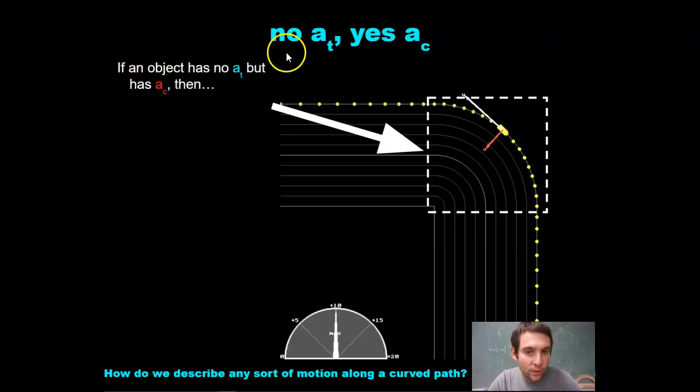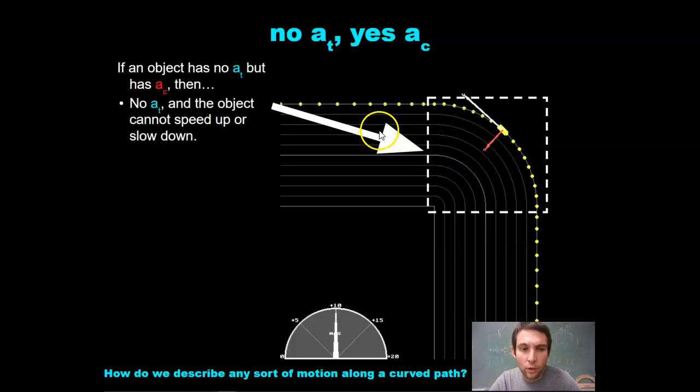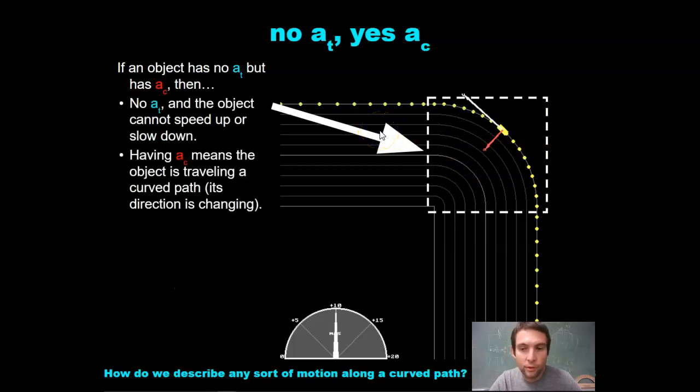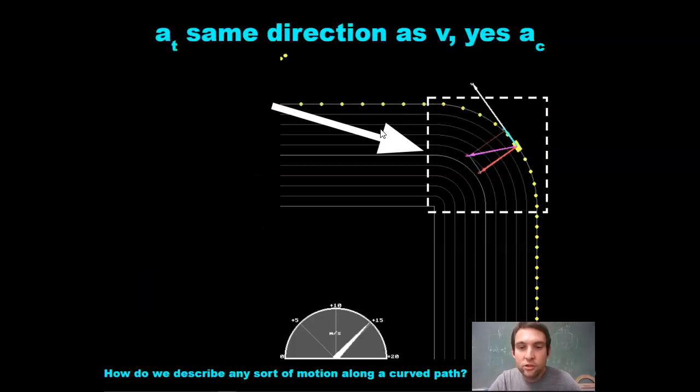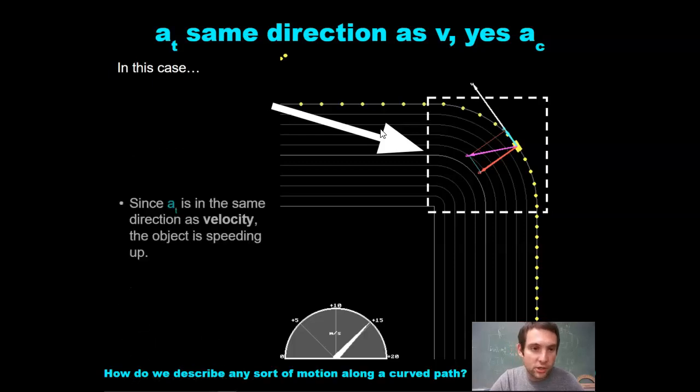If we don't have tangential acceleration, but we do have centripetal acceleration, then that means we're moving in a curved manner. No tangential acceleration, so we're not speeding up, we're not slowing down because there's no tangential. Tangential only affects the speed, centripetal only affects direction.